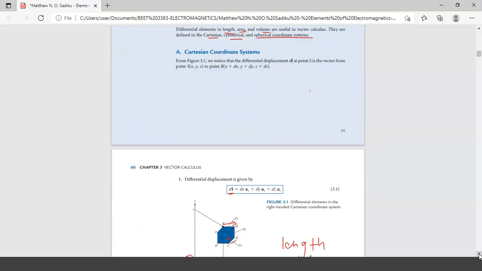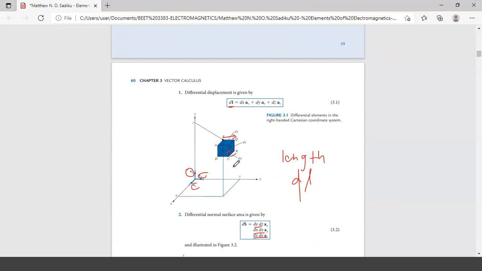We look at the figure. In the figure we have dx, dy and dz. This is a cuboid. So how do we find the differential displacement? The differential displacement dl equals the differential of length: dx in the direction of x plus dy in the direction of y plus dz in the direction of z.